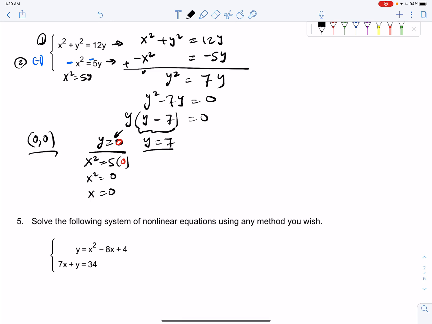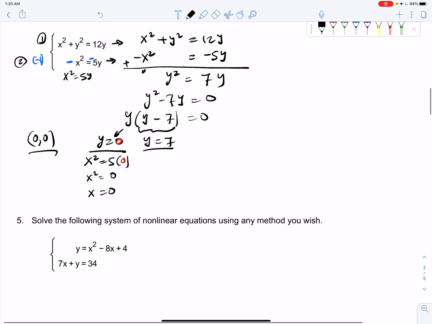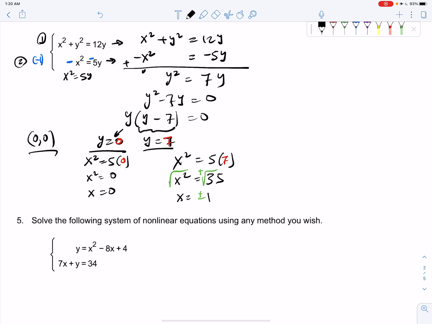And over here, let's see what happens when we take that same equation, x squared equals 5y. Let me try that again. x squared equals 5 times y. And what's our y value here? Our y value is 7. So then we get x squared equals 5 times 7, which is 35. We square root both sides. And now we are definitely going to get a plus or minus. x equals plus or minus the square root of 35, which doesn't simplify.